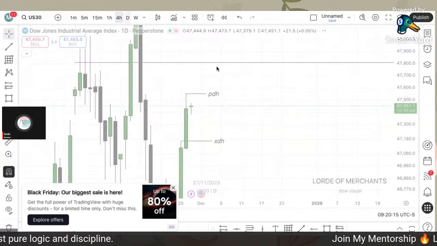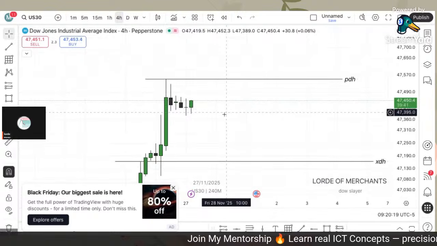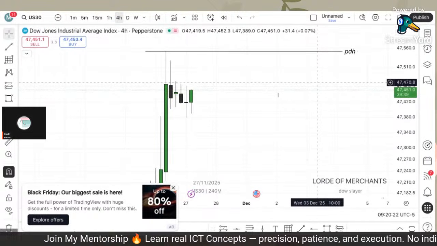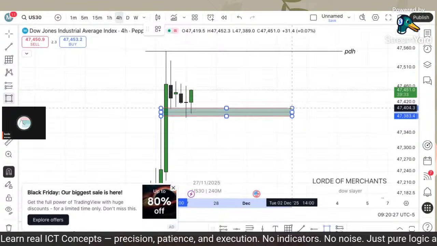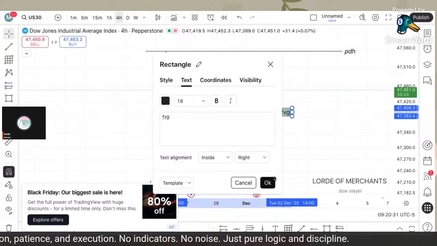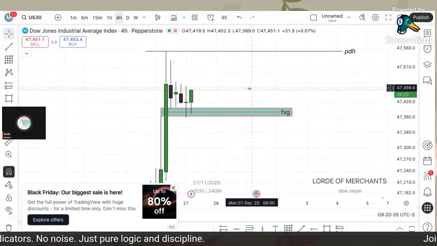On 4 hours, what do I have? There's nothing significant on 4 hours apart from this fair value gap that got filled. You can see the fair value gap right here. Price filled this fair value gap. So this is internal range to external range liquidity. Price filled it, then it's attempting to take out the external highs.